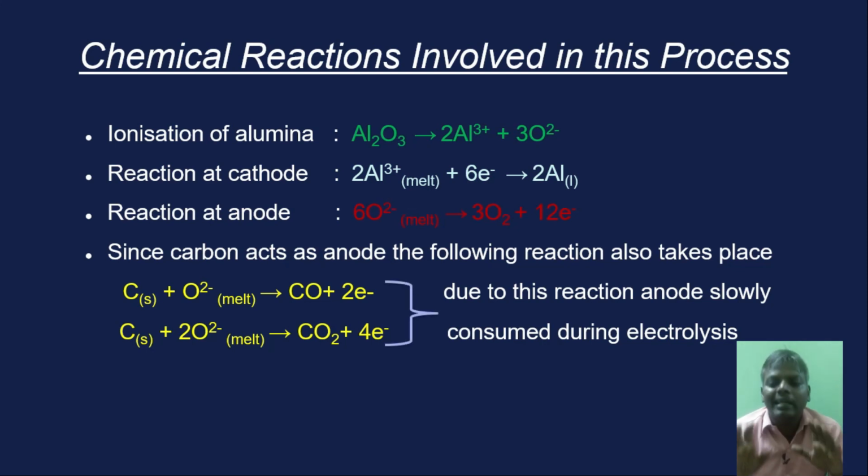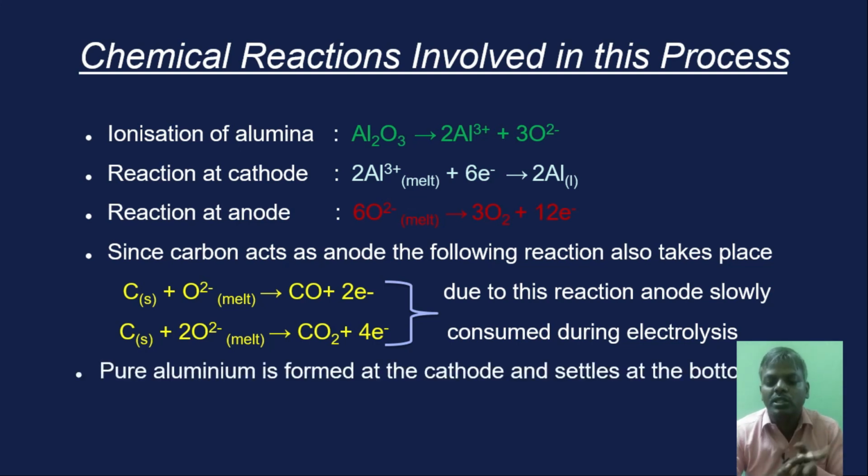Due to the formation of carbon monoxide and carbon dioxide from carbon, the anode is slowly consumed during the electrolysis process. Pure aluminium is formed at the cathode and settles down at the bottom.